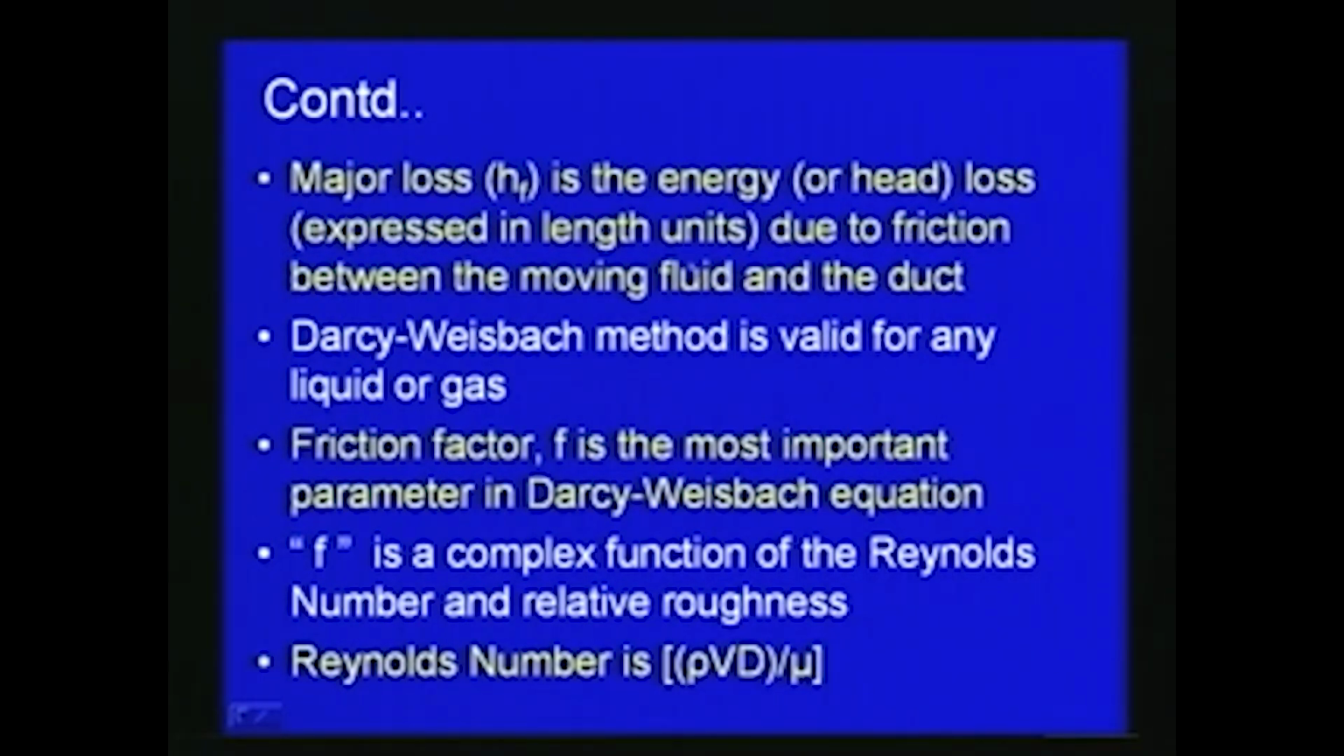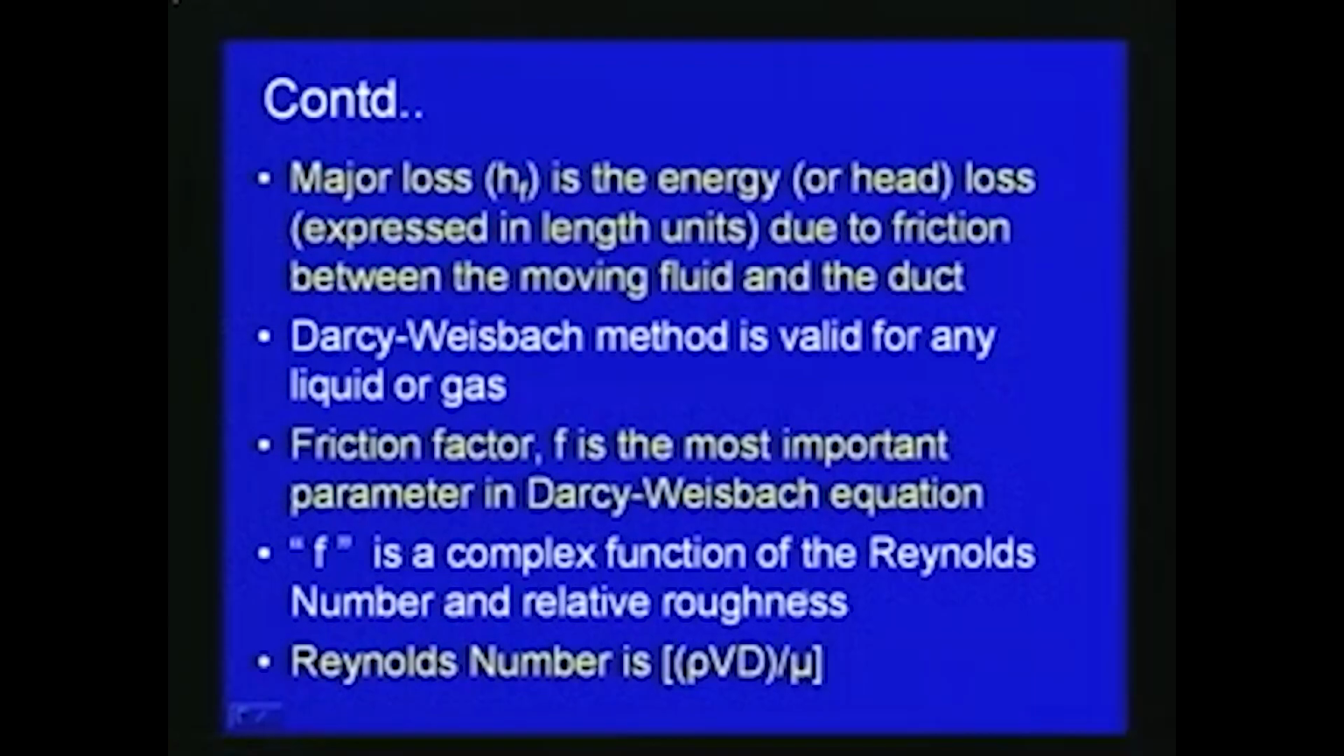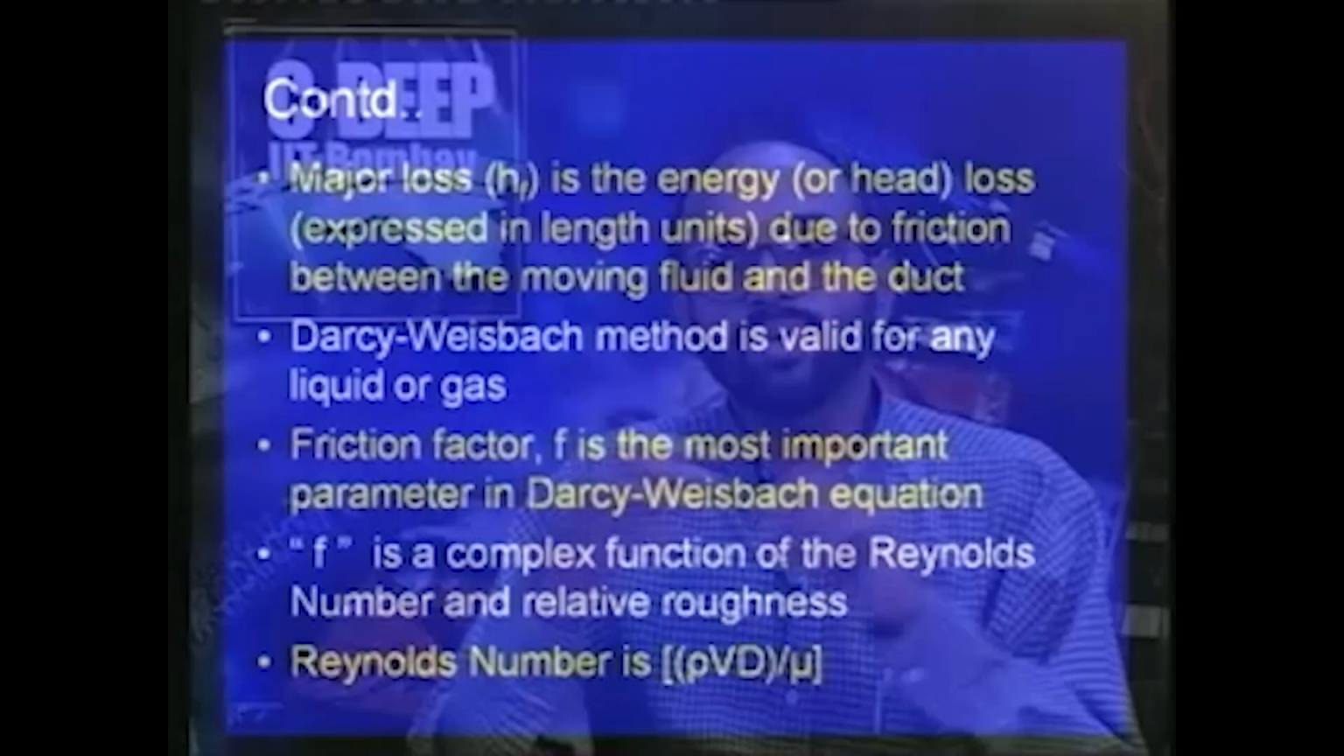So, the friction factor F is the most important parameter in the Darcy-Weisbach equation, and F is a complex function of the Reynolds number and relative roughness. Various experiments conducted on various pipe flow systems showed that this friction factor F depends upon the relative roughness of the pipe, that means the pipe material, and whether it is smooth or rough. So, F depends upon the pipe material, its roughness, and also the Reynolds number, that means the flow condition.